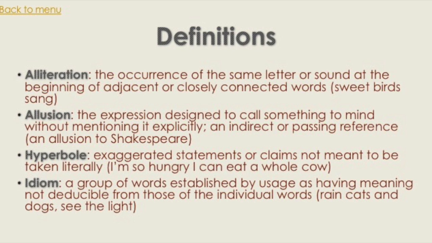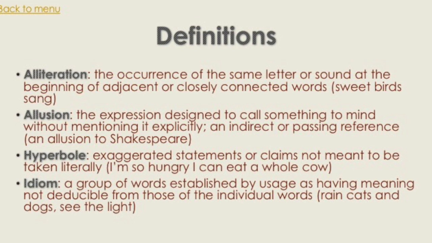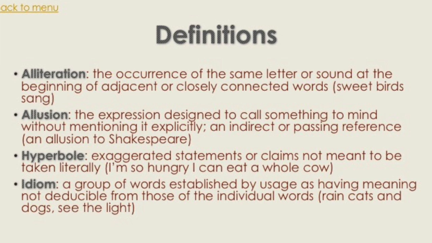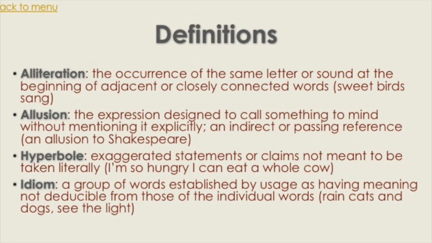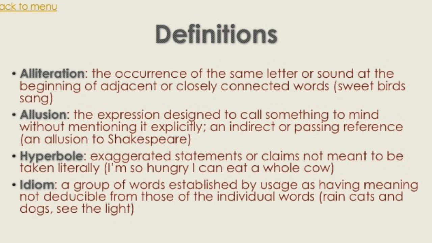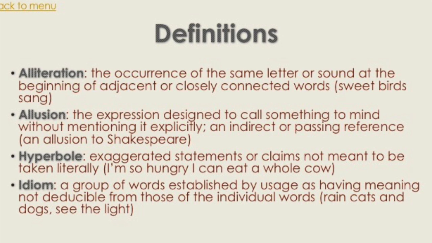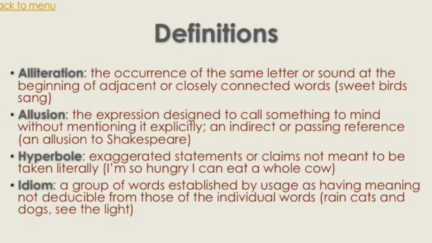An idiom is a group of words established by usage as having a meaning not deducible from those of the individual words. For example, raining cats and dogs. When people say it's raining cats and dogs, it doesn't literally mean cats and dogs are falling from the sky. It just means that it's raining really, really hard.